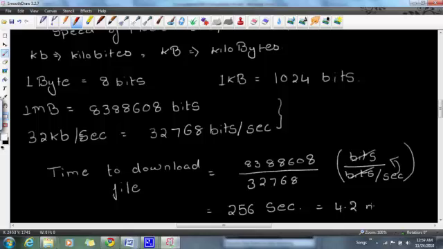That is approximately the time that would be required to download a 1 megabyte uncompressed text message over a 32 kilobit per second modem.